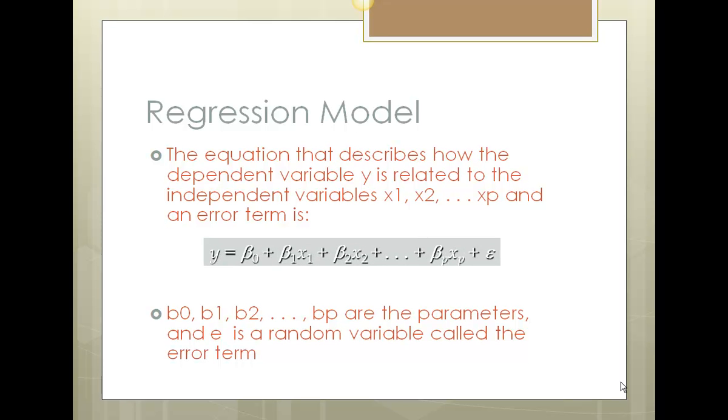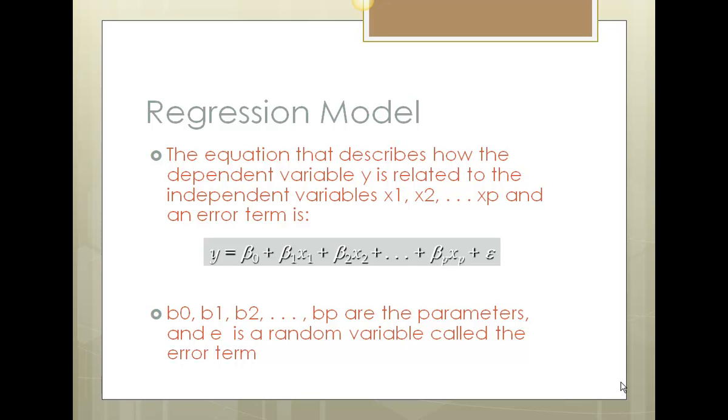A regression model is the equation that describes how the dependent variable is related to the independent variables. Here, there's more than one of them. The betas or b's, depending on whether we're using our estimation or referring to our population, are known as parameters, and the error term is a random variable. E is the error term. It's the variable or the amount not explained by the regression.